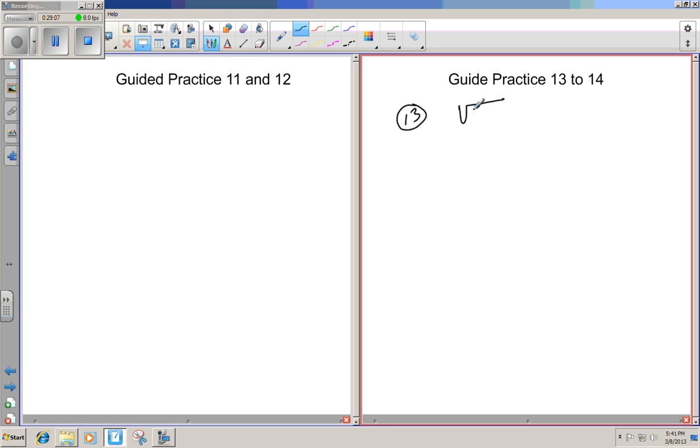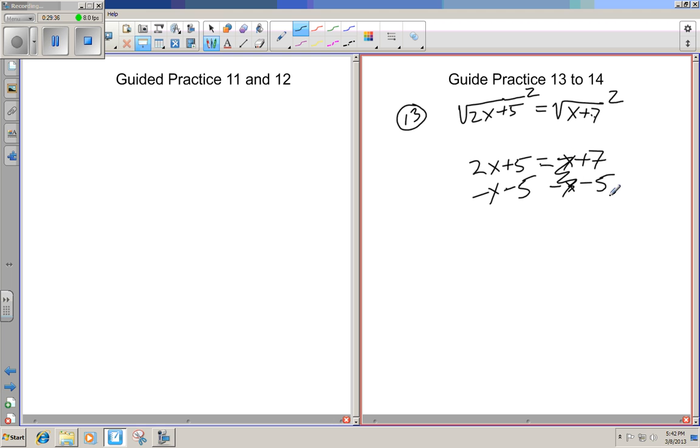The square root of 2x plus 5 equals square root of x plus 7. So we square both sides. Square both sides. And now it's a simple algebra equation. Minus x minus 5. This cancels. This becomes 2. This cancels. This becomes 1x. So your answer, x equals 2.